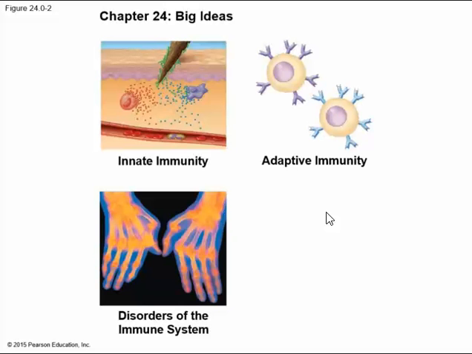The innate immunity is an immune system we're all born with. It is the first line of defense against pathogens or disease-causing organisms. Adaptive immunity, that's acquired over time. It involves certain components of our immune system, B cells and T cells, and antibodies. We're going to talk about that.